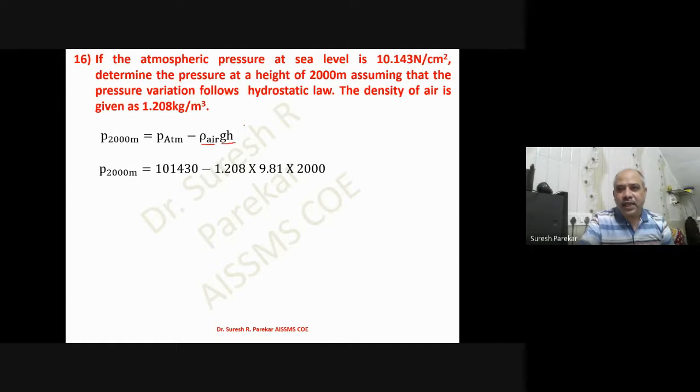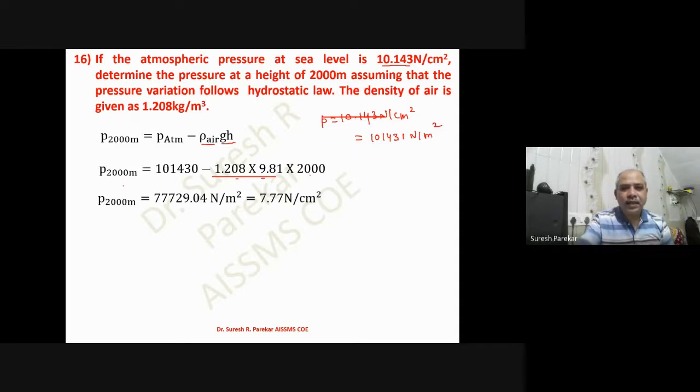Just substitute the values, and you will get P at 2000 meter above atmospheric pressure. The atmospheric pressure is given, you can see this: P is equal to 10.143 Newton per centimeter square. Convert it into meter square, so we have to multiply by 10 raised to 4. Now this is given as 1.208 kg per meter cube multiplied by 9.81, so it will be Newton per meter cube. Then we have Newton per meter cube into h, and that will give me the value at 2000 meter: 77,729.04 Newton per meter square, or 7.77 Newton per centimeter square.